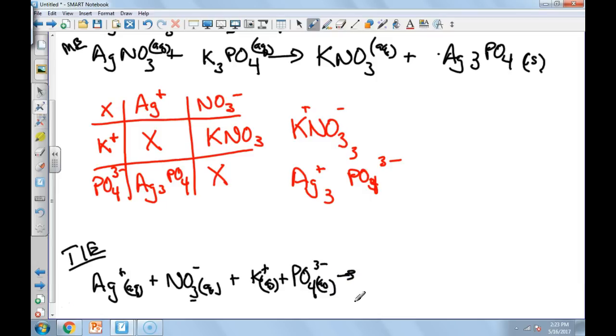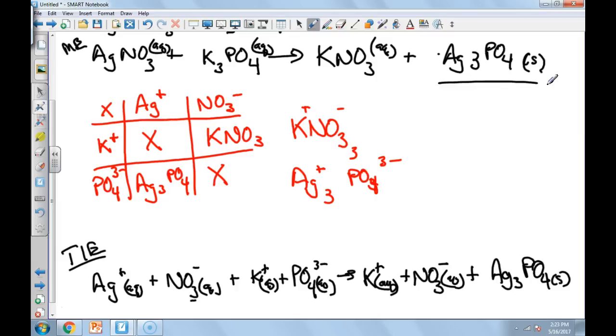Okay, now that's going to react to form potassium aqueous plus nitrate aqueous plus silver Ag3PO4. And we have to keep that because this is the solid. That's the formula of the solid, so we keep that there.